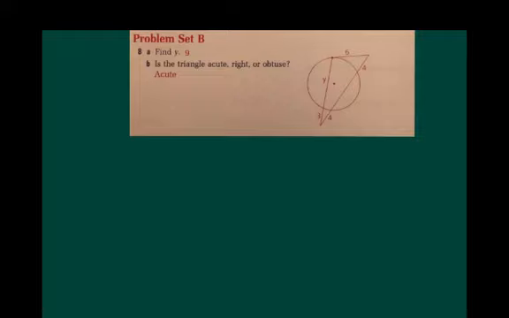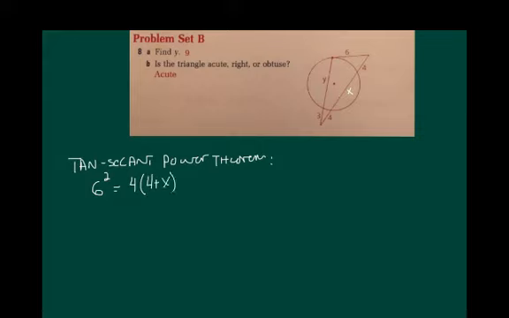Okay, the first thing you have to do is label this chord x because we're going to need that in order to use the tangent secant power theorem. And that theorem will say that the tangent drawn from a point outside the circle to the circle squared equals the external part of the secant from that point times the whole secant. So notice that it's 6 squared equals 4 times the whole thing, 4 plus x. At this time, the 3 and the 4 aren't involved at all. So solving this for x, we see that x equals 5.